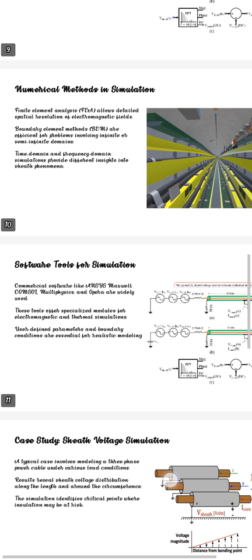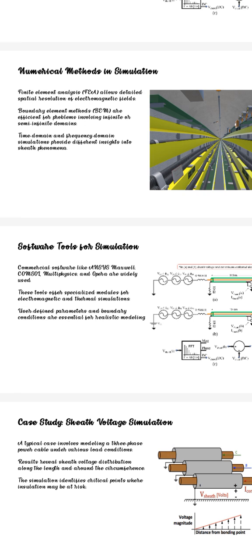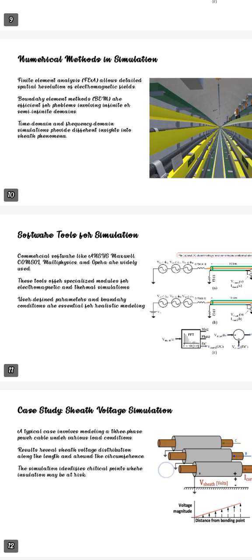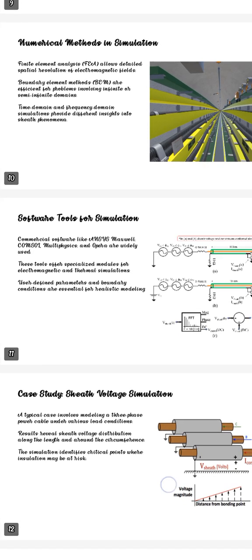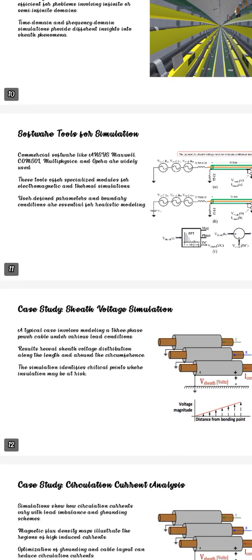Software tools for simulations. Commercial software like ANSYS Maxwell, COMSOL Multiphysics, and Opera are widely used. These tools offer specialized modules for electromagnetic and thermal simulations. User-defined parameters and boundary conditions are essential for realistic modeling.